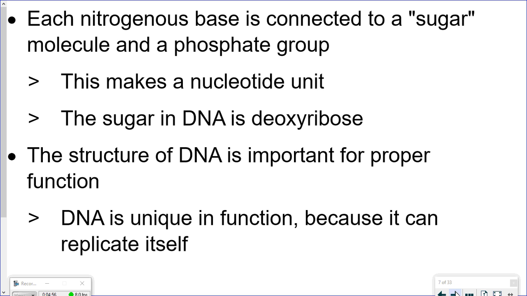The structure of DNA is important for proper function. If our DNA becomes damaged, our cell cannot function and reproduce properly. And DNA is unique in function because it can replicate itself. That's rather unique in comparison to other cells and stuff like that.